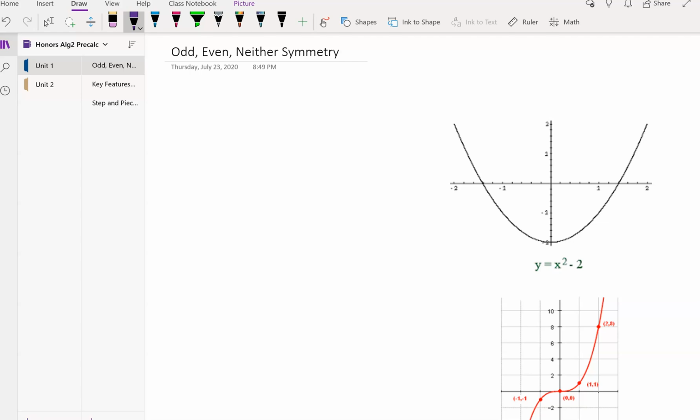So please don't get the two mixed up. One has to do with symmetry, the other has to do with the behavior of polynomial functions as you go to infinity or negative infinity. So we'll talk about each of those.